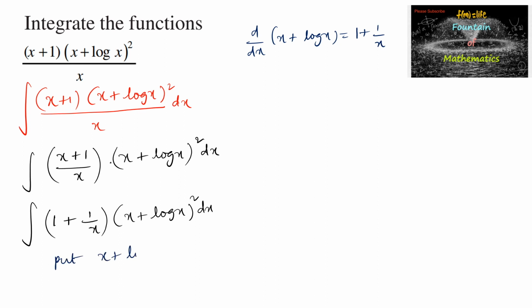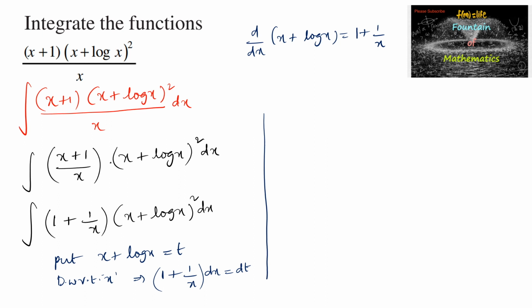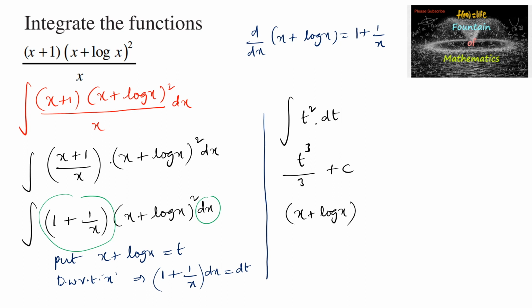Put x + log x equal to t, and on differentiating with respect to x, we have (1 + 1/x) dx equal to dt, so that (1 + 1/x) dx will be dt. So the integral of (x + log x)², that is t², into dt, that is t³/3 plus integral constant c. Let us substitute back t equal to x + log x: (x + log x)³/3 + c is the answer.